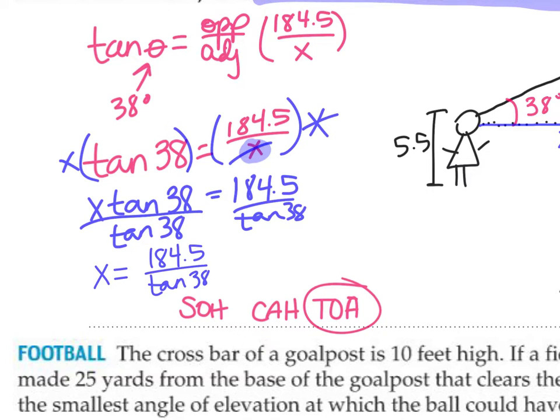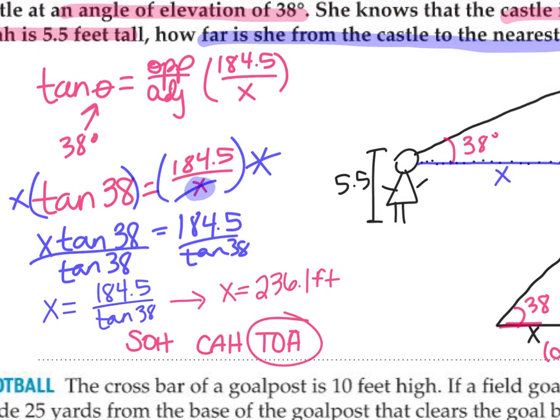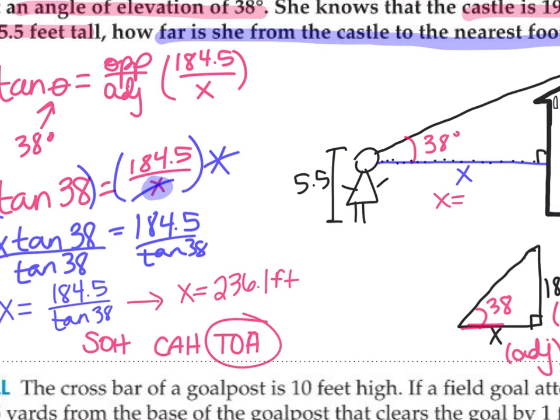So now all we have to do in our calculator is type in this equation right here, 184 divided by tangent of 38 in that order. When we type that into our calculator, we get that x equals about 236.1 feet. But remember, we wanted to find it to the nearest foot, so x equals 236. Okay, so Leah is about 236 feet away from the castle.